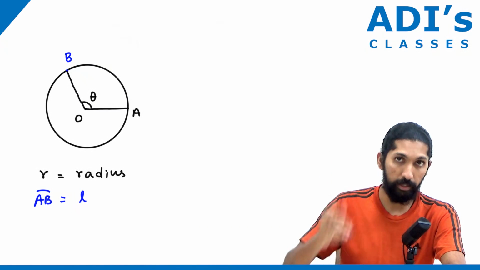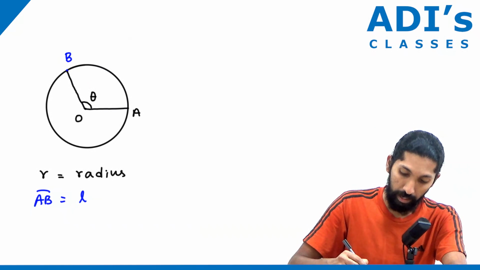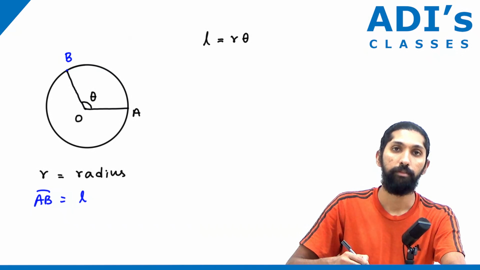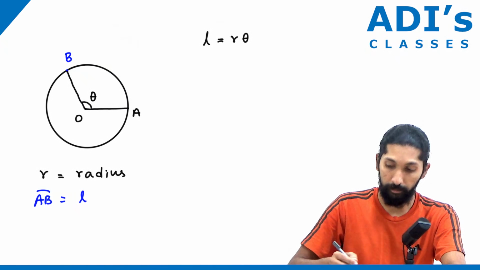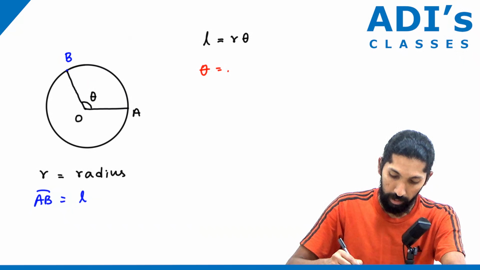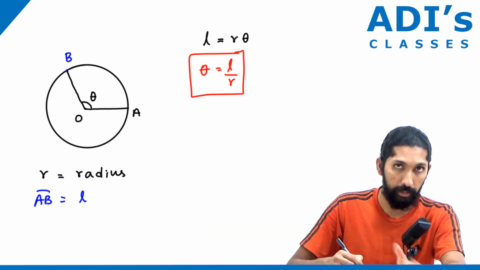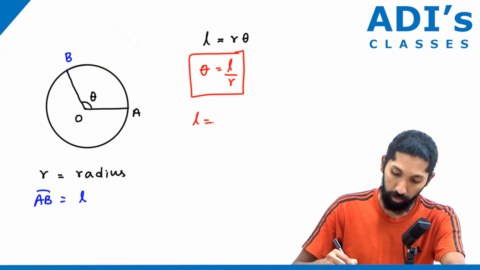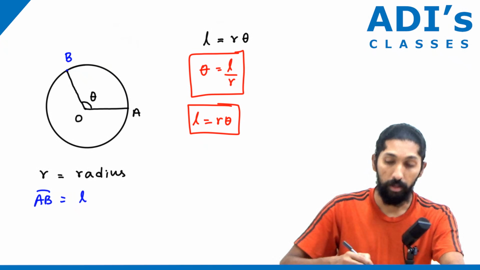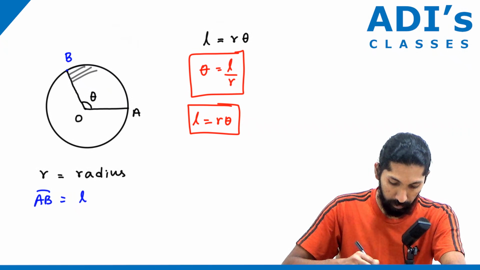Okay, now with this relation, what we get is L is equal to R into theta. Or in other words, we can tell that theta is equal to L divided by R. Now, this is one relation we can use. Theta is equal to L by R, or L is equal to R theta. This is also true. Fair enough?